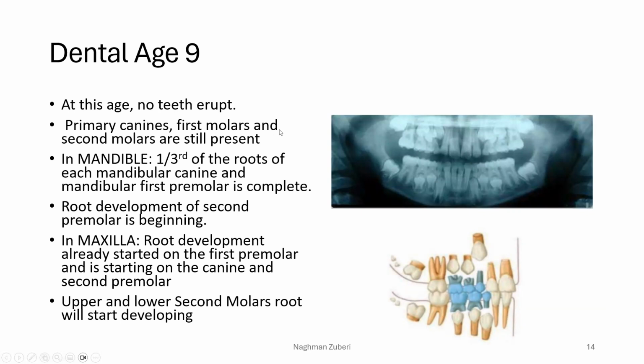Primary canines, first molars, and second molars are still present in the mandible. One third of the roots of each mandibular canine and mandibular first premolar is completed. Root development of the second premolar is beginning. In the maxilla, root development has already started on the first premolar and is starting on the canine and second premolar. Upper and lower second molar roots will start developing.